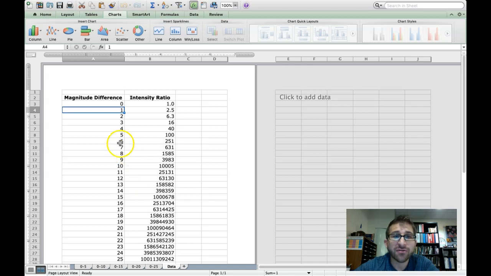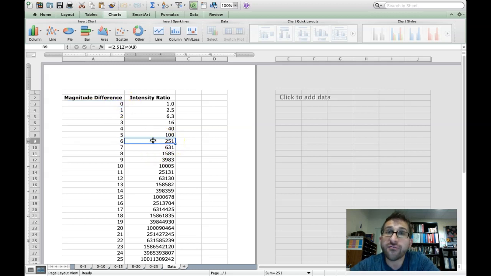So if you have a magnitude difference of 6, then a magnitude 0 star is 251 times brighter to your eye than a magnitude 6 star is.